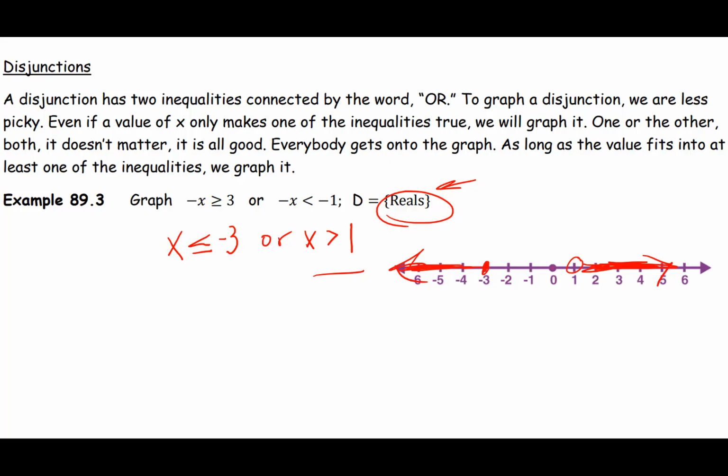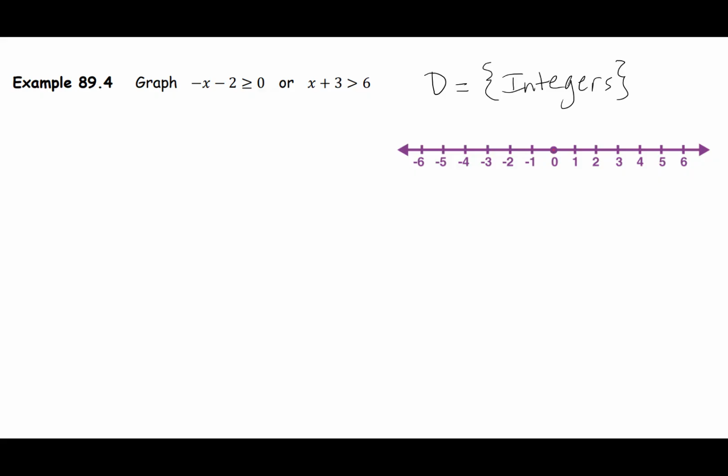So when you have a disjunction, you're going to have two lines. The first inequality will be one of the lines, and the second inequality will be the other one raised, I guess I should say. All right? So that's how we do a disjunction. Let's look at another one.